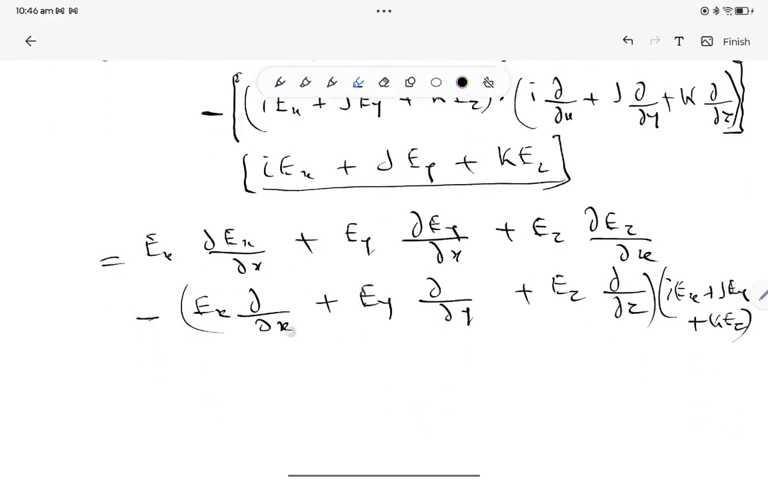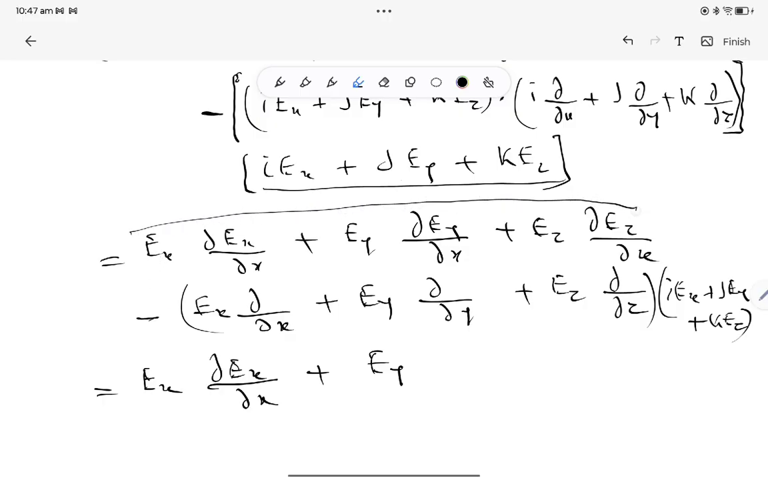Further, we let this operate on this. This will give us ex del ex by del x. No, sorry, this part is from that 1 by 2 del E square, which I am writing right now: ex del ex by del x plus ey del ey by del x plus ez del ez by del x, minus.